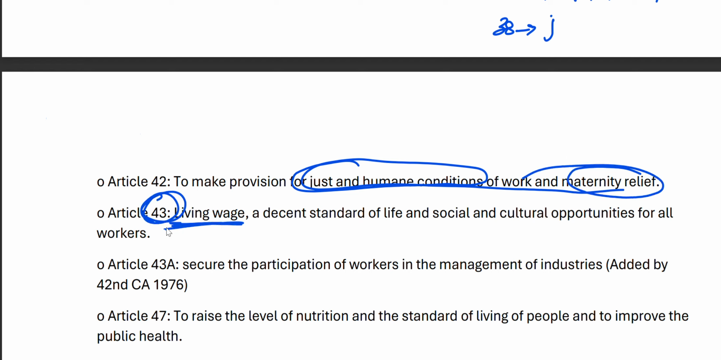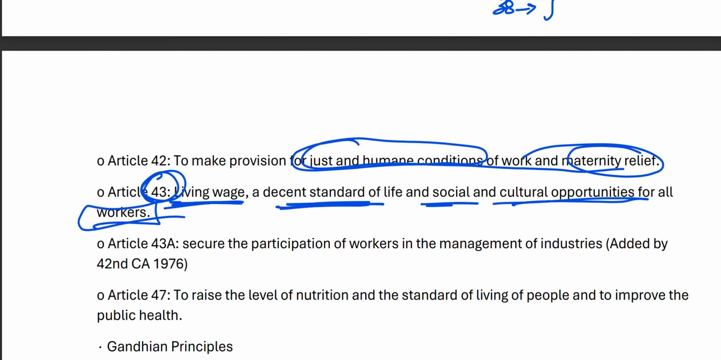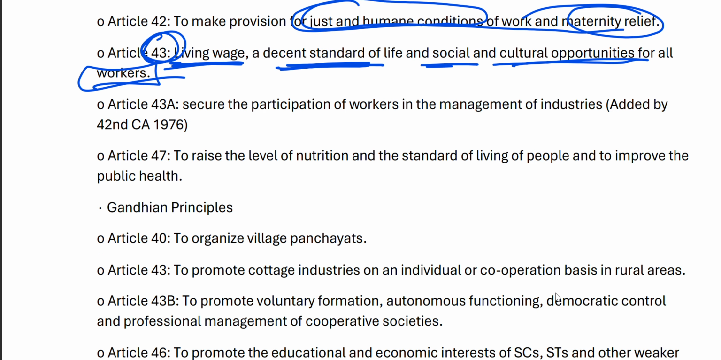43 is the living wage, a decent standard of life and social and cultural opportunities for all the workers. Now we need to have a living wage, right? A decent standard of life and social and cultural opportunities for all the workers. It is related to the workers. 43 is related to the workers.